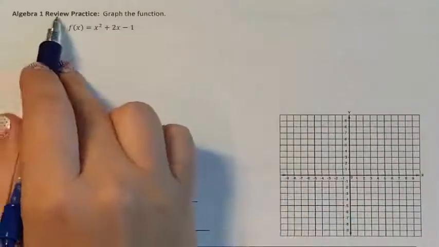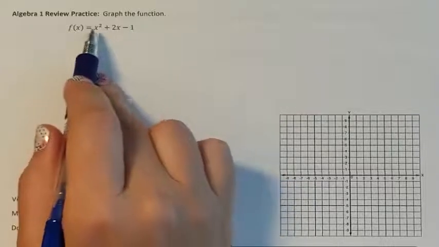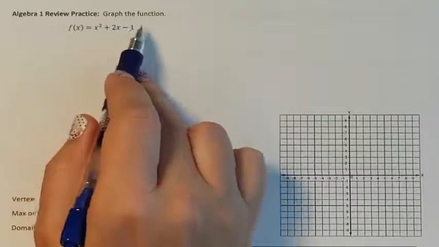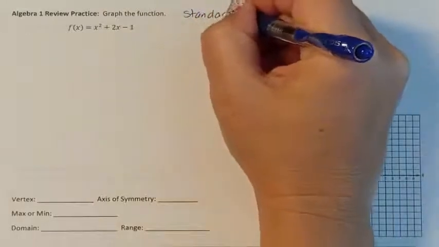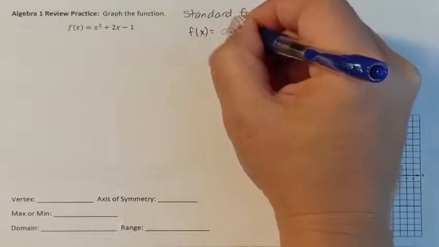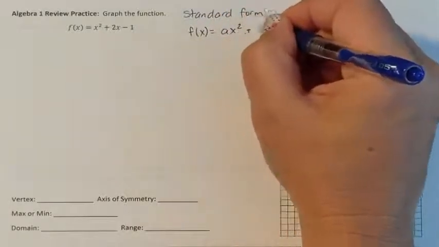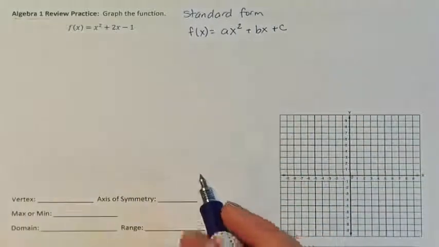So our next practice problem, I know that this is in standard form because I don't see any parentheses. I have x squared, x, and no x. So this is in standard form, and it's in standard form because it follows the standard form formula of ax squared plus bx plus c. And I have to graph it using Algebra 1.